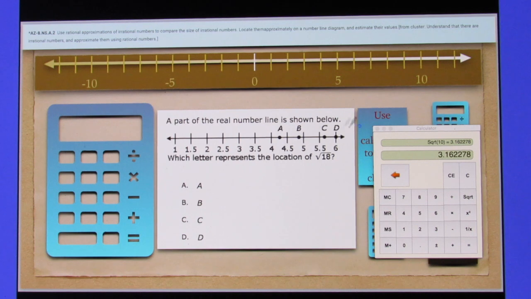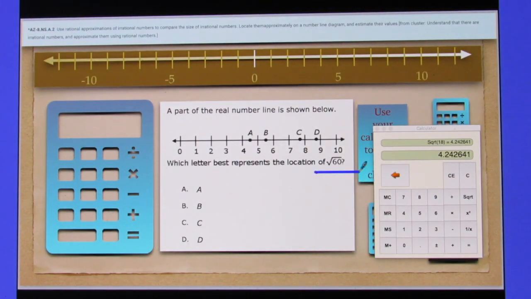Same exact kind of question. So which letter represents the location of the square root of 18? Boom, grab your calculator. Square root of 18 is 4.2 something. The only one between 4 and 4.5 is right here. And we have our answer. You can look at the other ones and say, those are nowhere near this answer. Very, very doable.